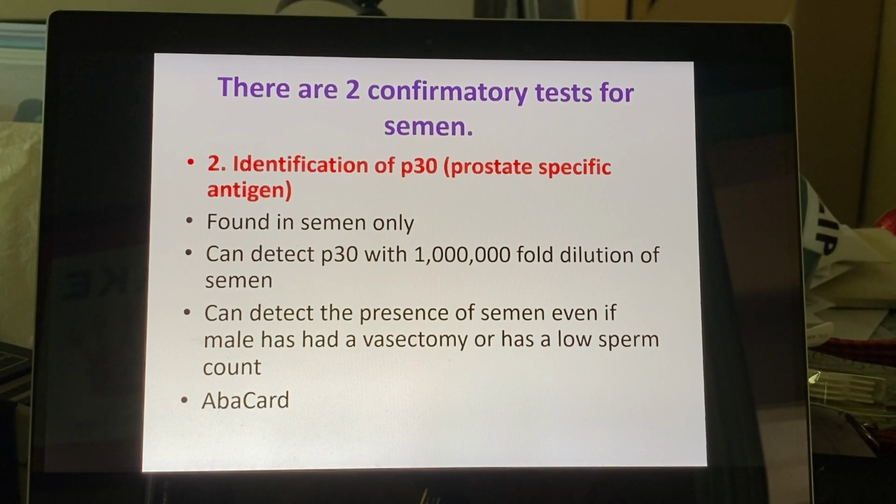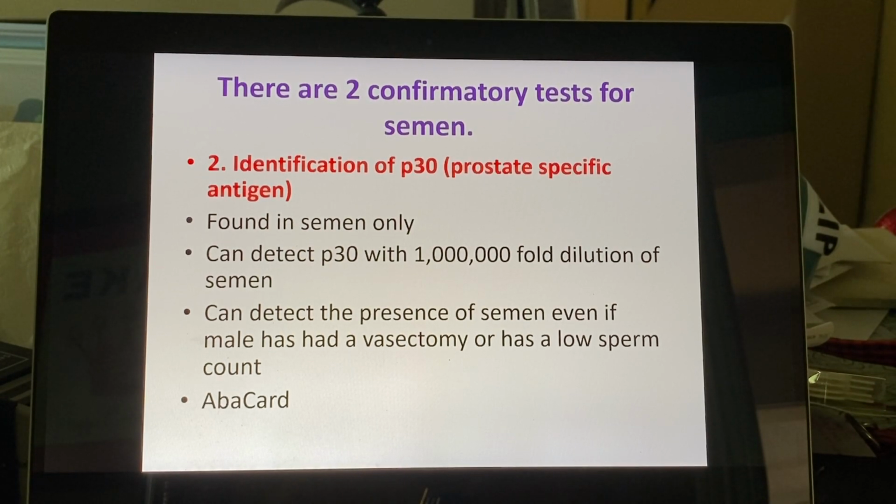The reason for that is that P30 or PSA should only be produced by the prostate, and it should only be found in semen. And if you can detect it in the blood, that is an indication that for some reason it's leaking into the blood, and that can be an indication that there may be prostate cancer present.